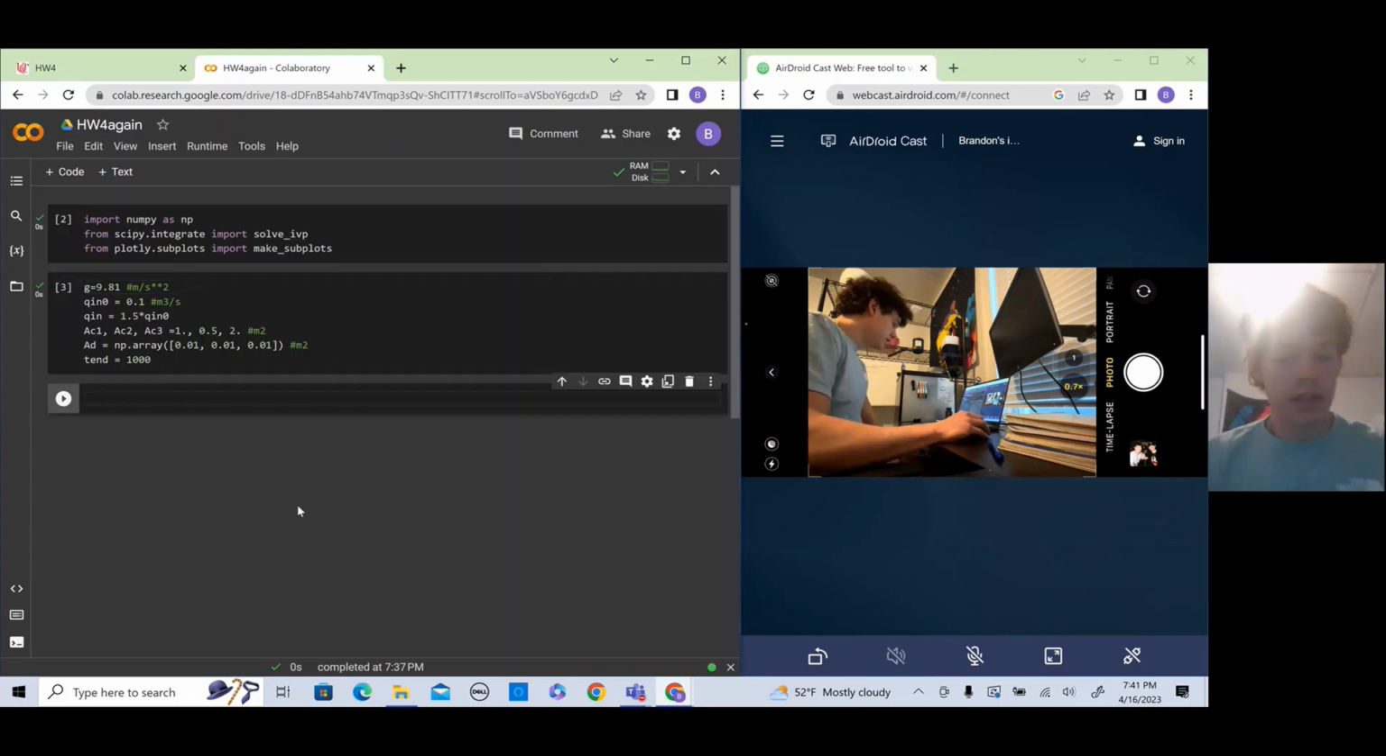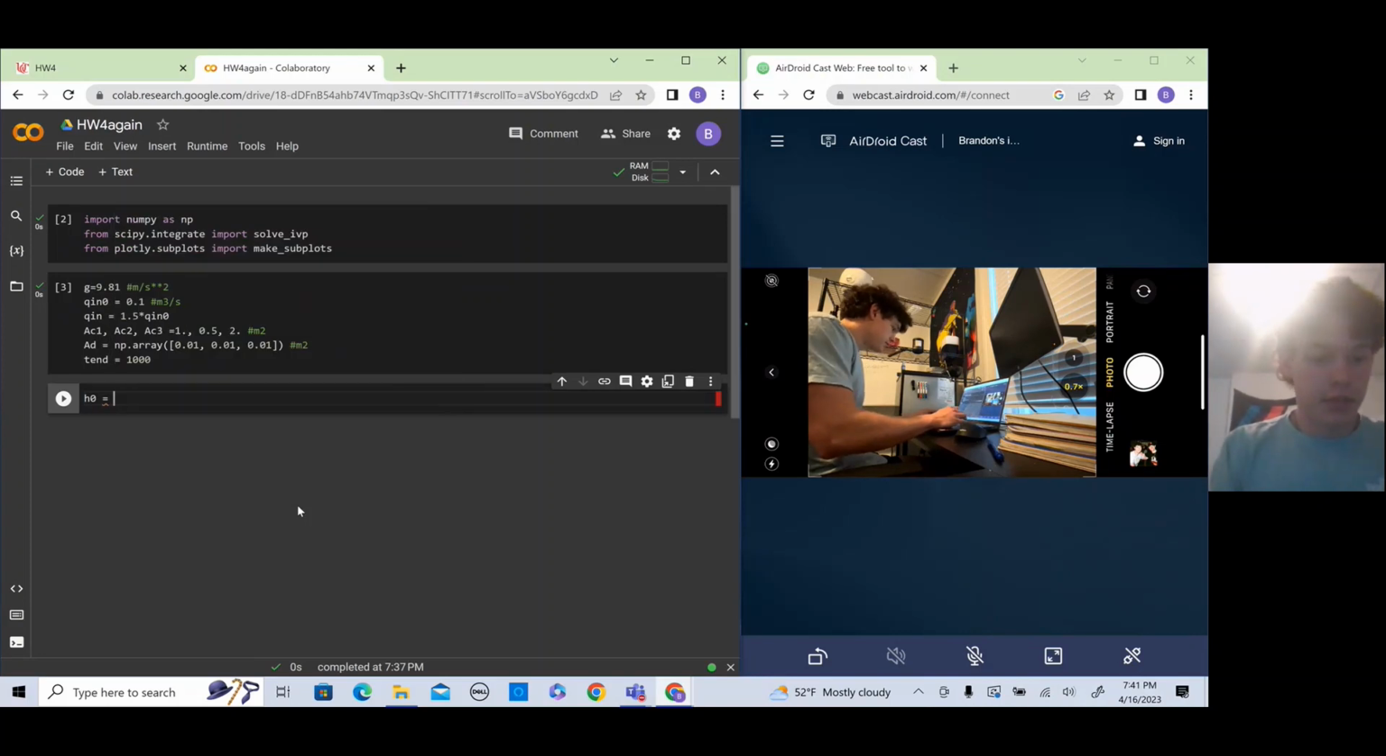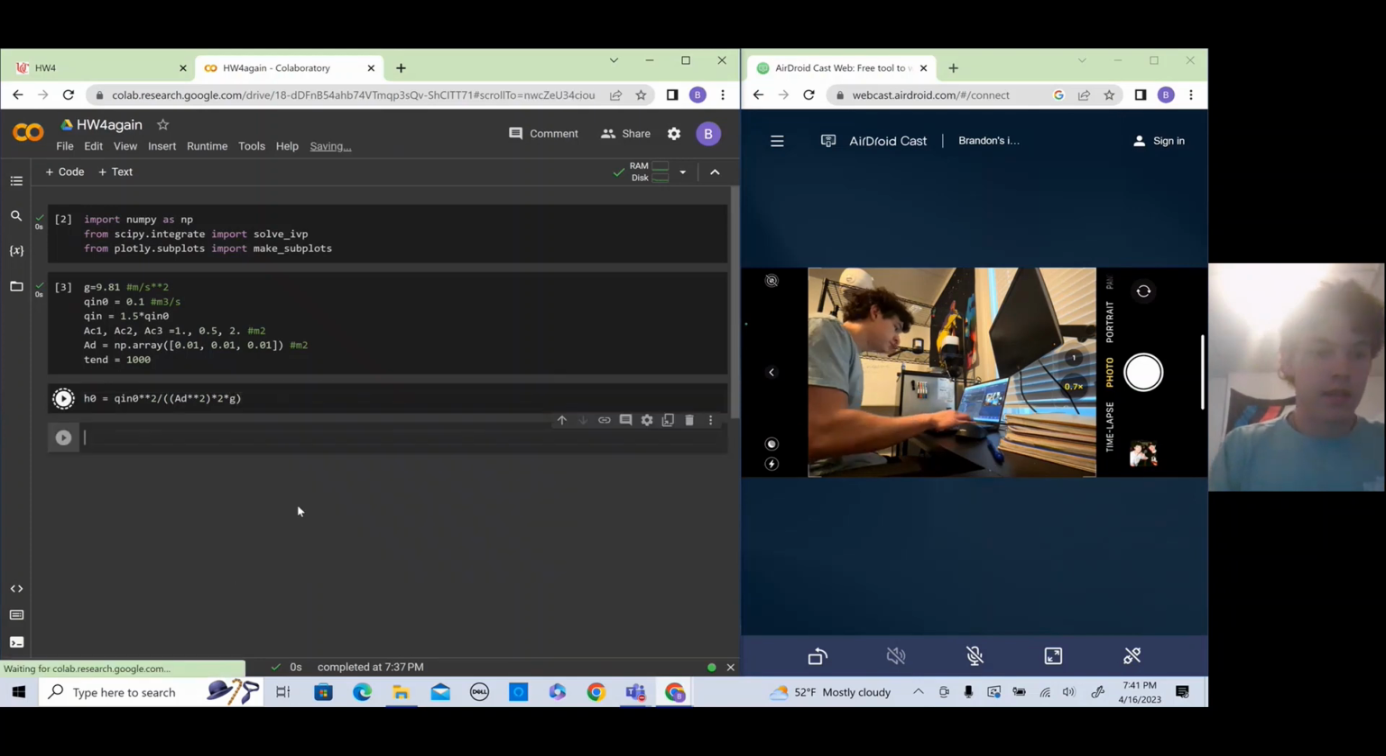The next thing we'll need to do is get our initial height of the tank, which will be equal to our initial flow rate squared divided by the drainage hole area squared times 2 times g.